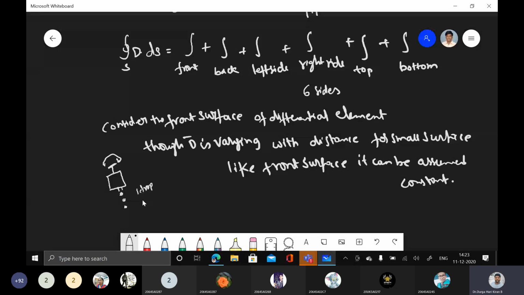When you compare the total flow, the one drop is negligible. When you compare the total water flow that is coming out of a tap, one drop is very small. That means you can consider that this tap is not leaking at all. This one drop is so small that you neglect it.